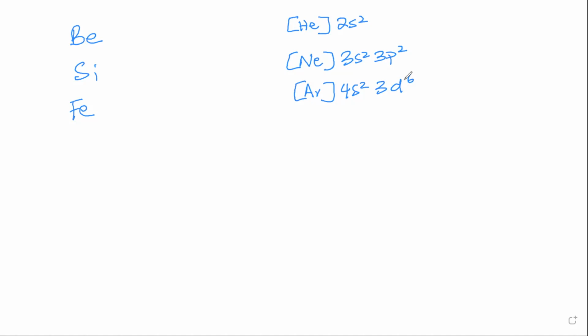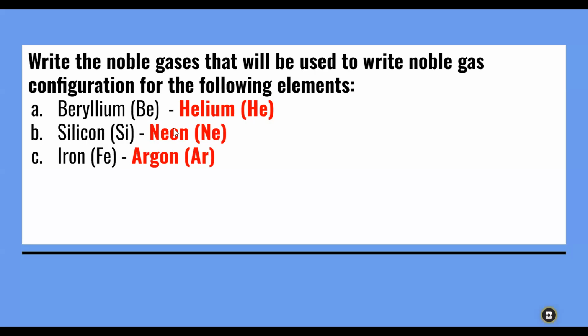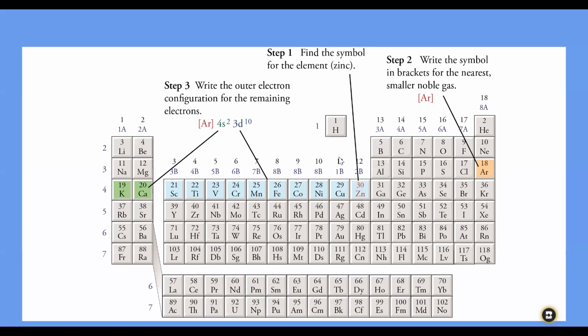So now I give you one more example, then you do the practice question. So these are the answers, because all I asked here is which noble gas will you use to write the electron configuration for these elements, but we ended up writing the electron configuration. So let's look at this example. We want to write the abbreviated electron configuration for zinc. Okay, now, so zinc is here.